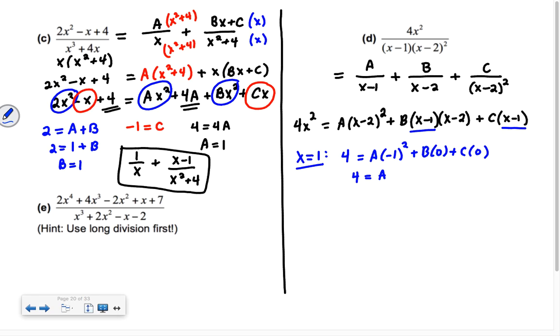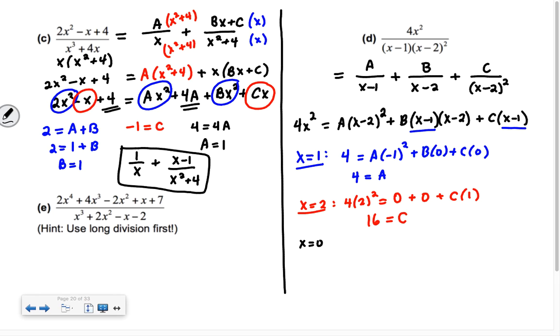You can do it for any x value. So what's another good one? 2. Oh, you got to figure it out now. So if I plug in 2, I get 4 times 2 squared equals 0 plus C times 1. So C equals 16. So we're almost there. We just have to find B. So that's when I would probably plug in 0 then, because we don't have another really good one that's going to cancel half of them.